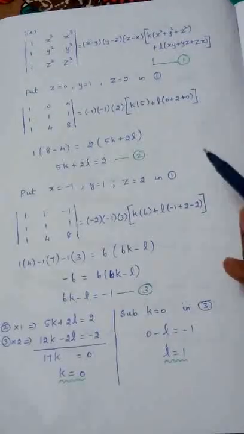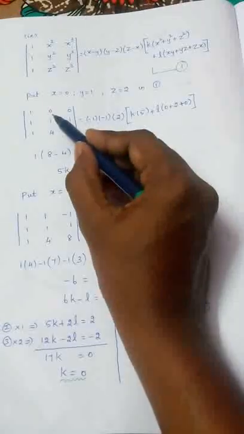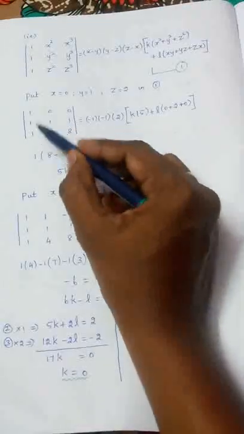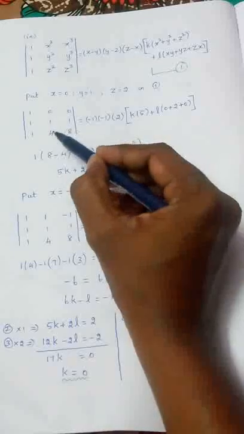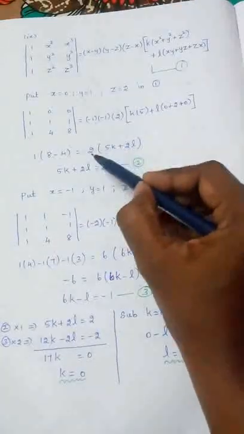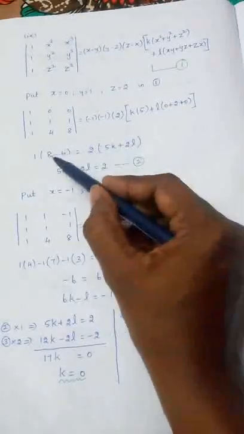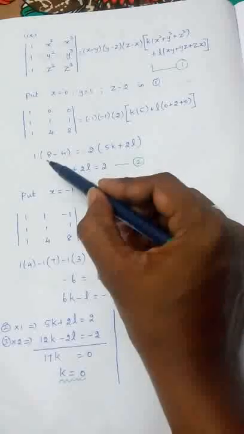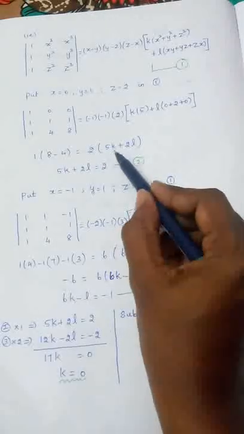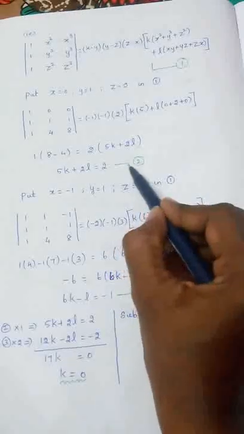I think you will understand this. Expanding this determinant, you will get only one term because the second and third terms are 0. So 1 into 8 minus 4. These 3 when you multiply become 2. 5k plus 2L. This is 4, right? Cancel 2 with 4, it becomes 2. So 5k plus 2L is equal to 2 is one equation that we are getting, that we are writing as the second equation.